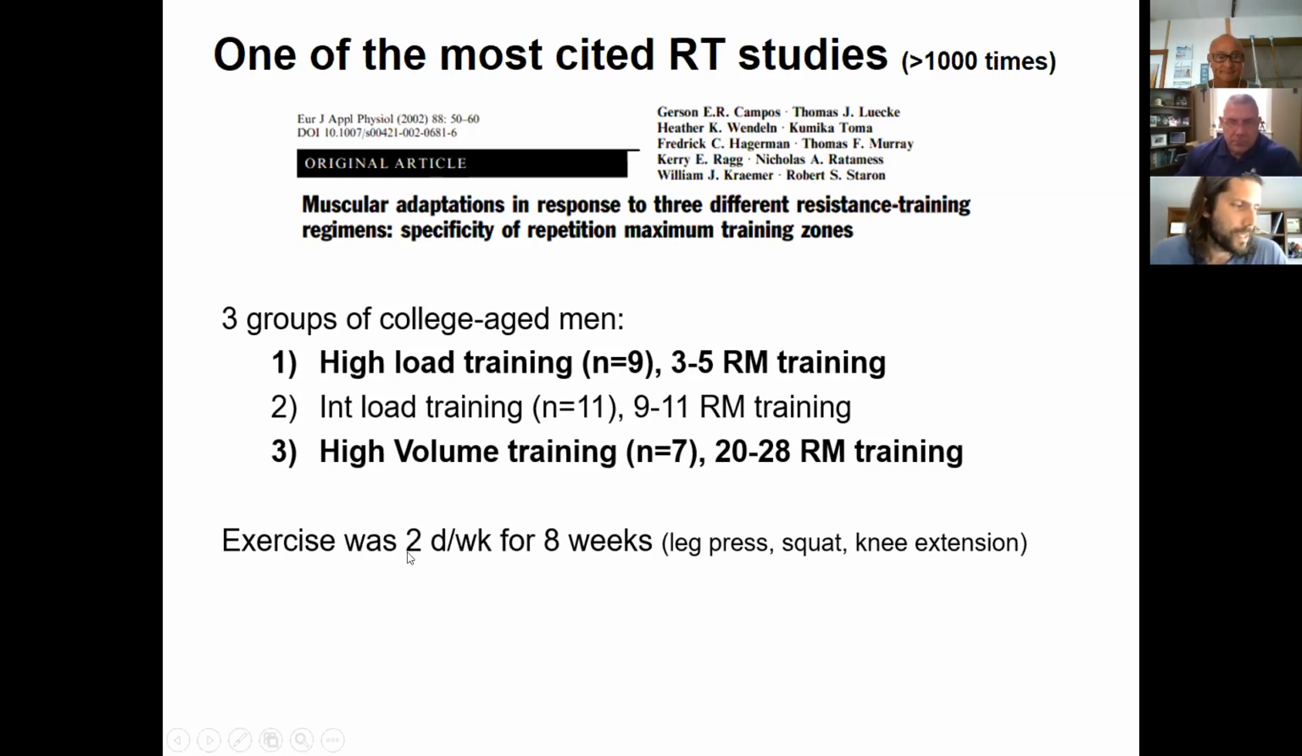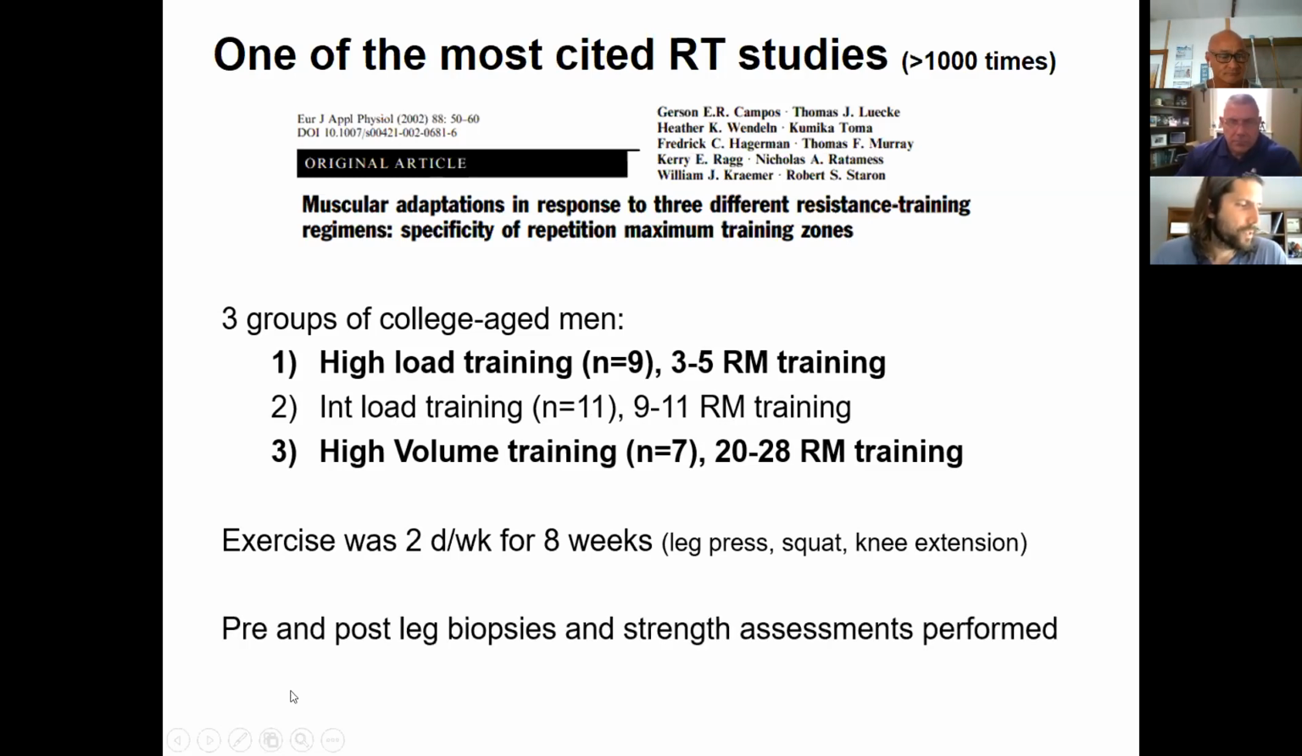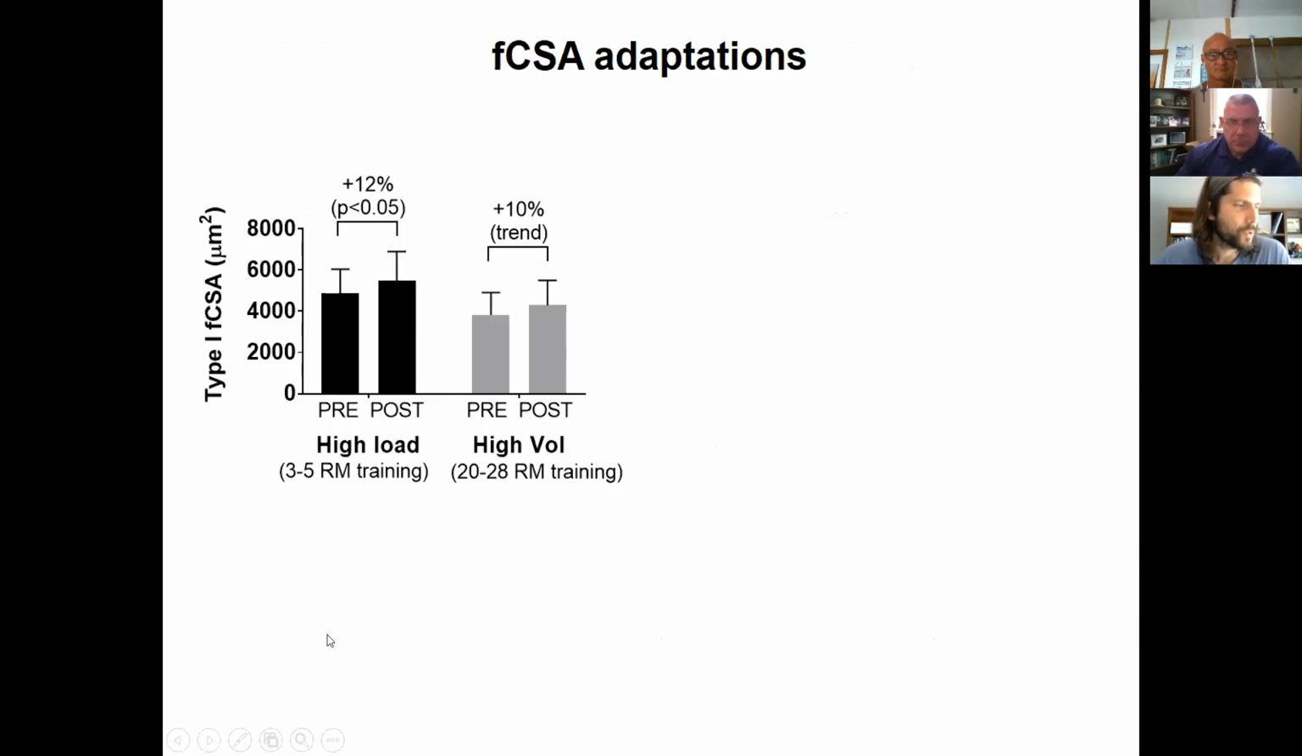Exercise was done 2 days per week for 8 weeks, and it included leg press, squat, knee extension. Okay, they took pre and post leg biopsies and strength assessments. Now, this is the histology data looking at the muscle fiber size, right? Type 1 fibers, these are your slow twitch muscle fibers. You can see that the high load training significantly increased type 1 fiber CSA, numerically increased type 1 fiber CSA with high volume training, but that wasn't significant.